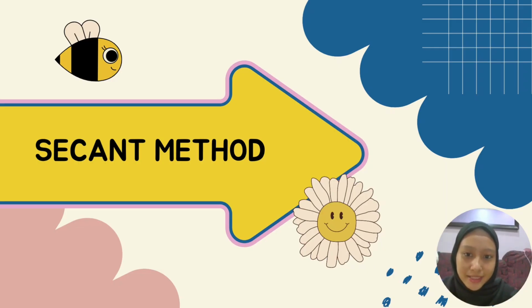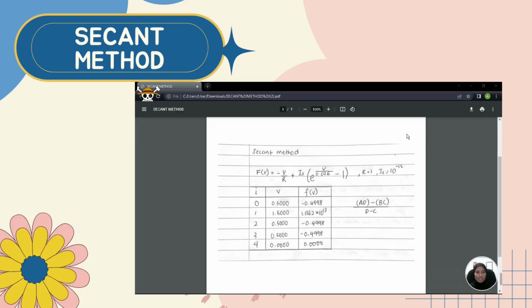For the second method, Ain will explain the simulation of the second method. Assalamualaikum warahmatullahi wabarakatuh. My name is Ain Nabila binti Zaini and my matric number is CE210076. I will present the second method.